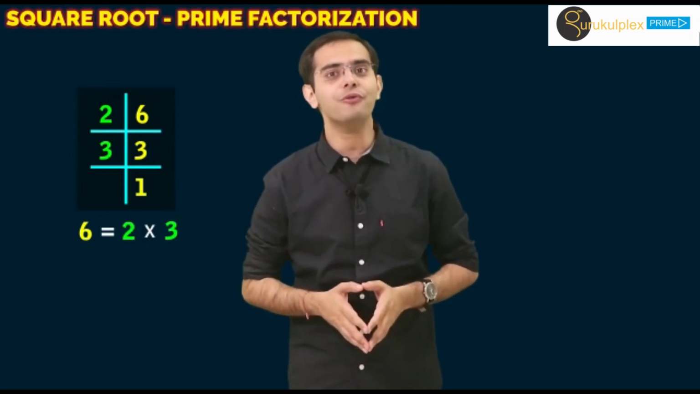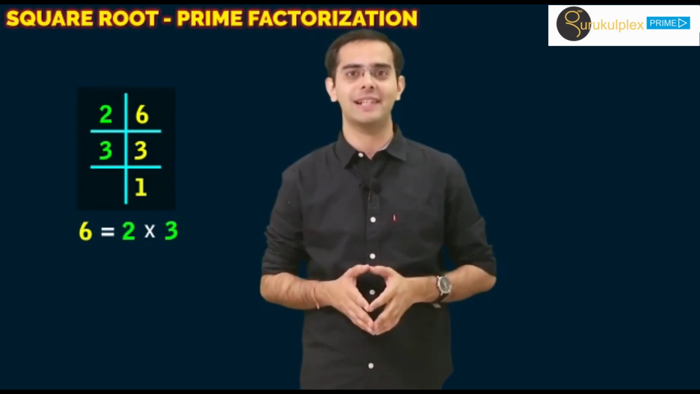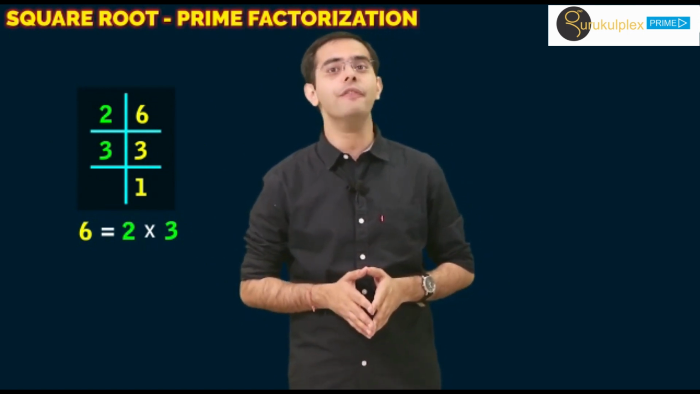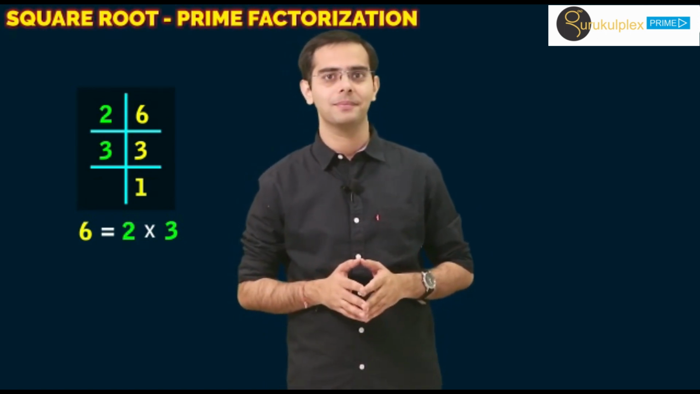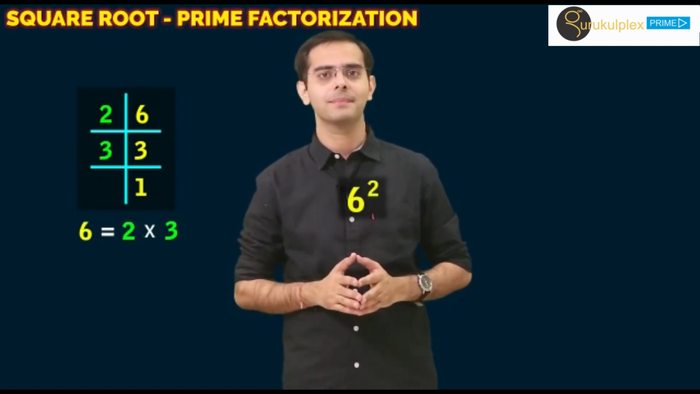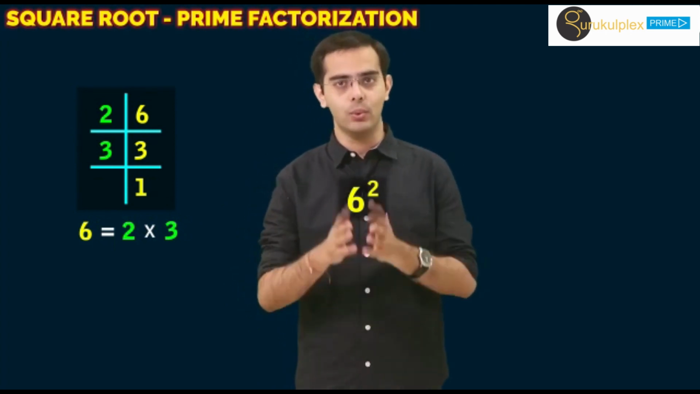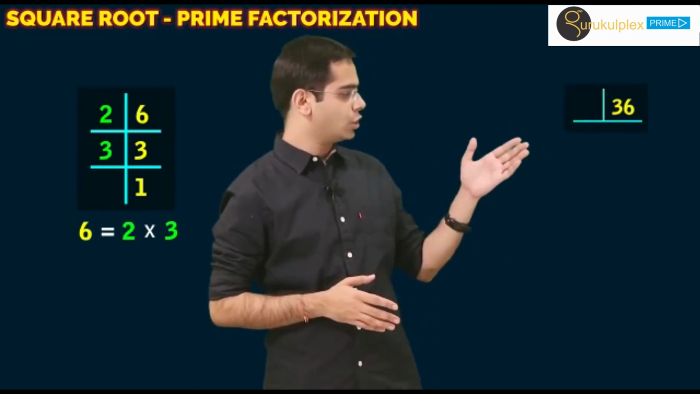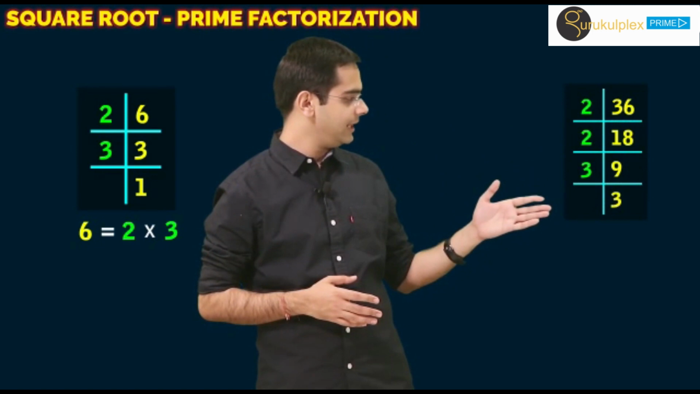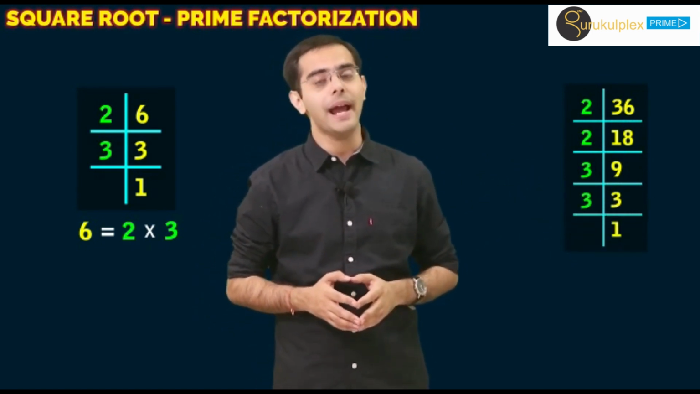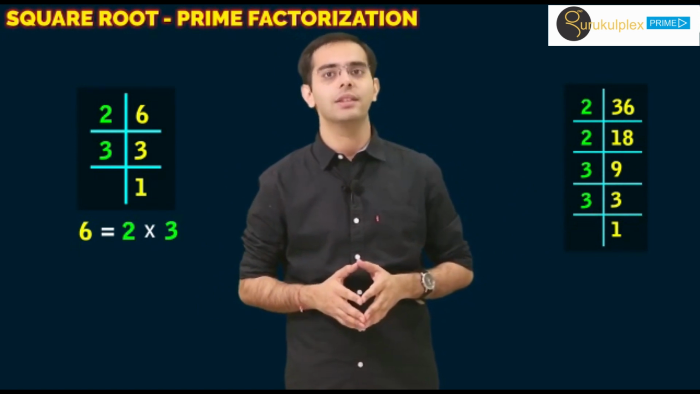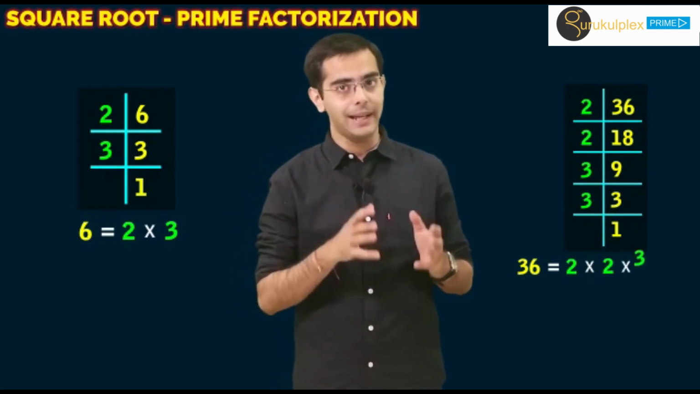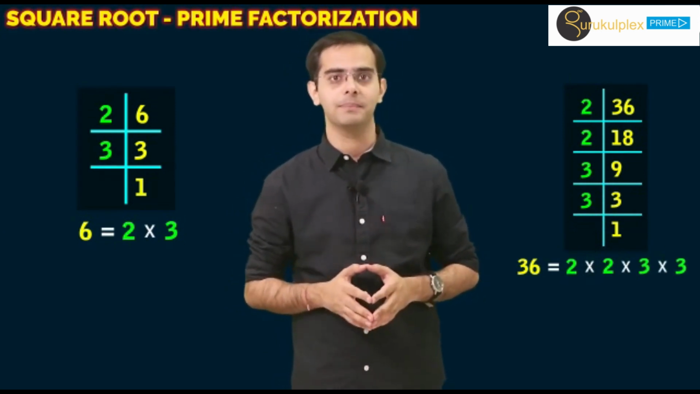Let's now discuss how to find the square root through prime factorization. For that, let's first compare the prime factorization of 6 and its square. So what is the square of 6? Yes, 6 square is equal to 36. And now the prime factors of 36 are 2, 2, 3 and 3. That is, the prime factorization of 36 is 36 equals 2 multiplied by 2 multiplied by 3, which is further multiplied by 3.